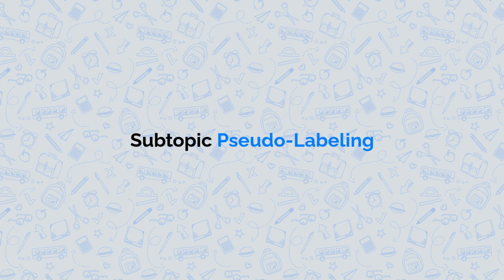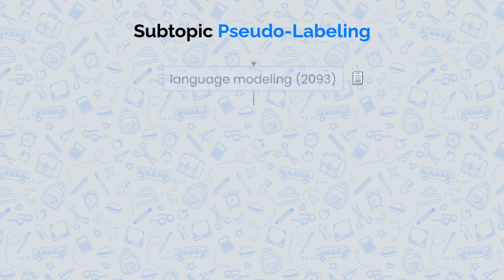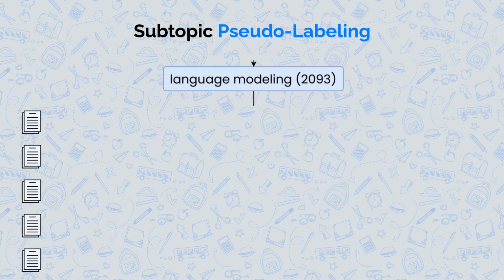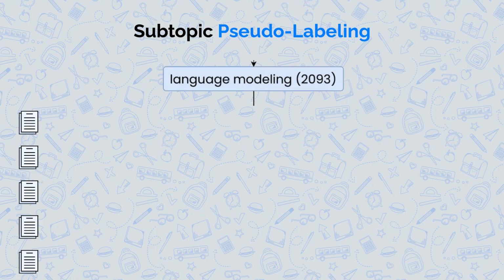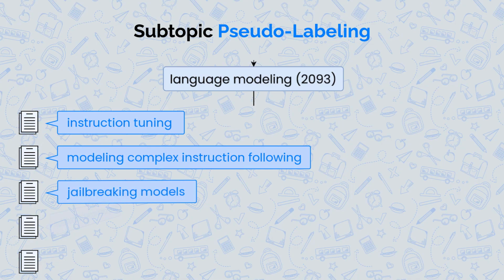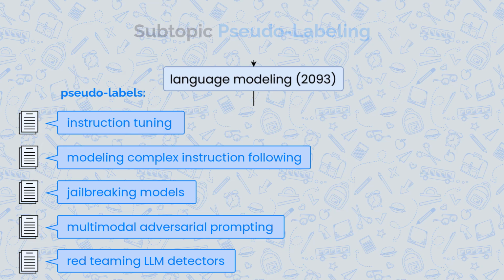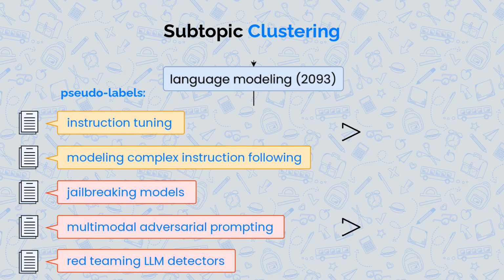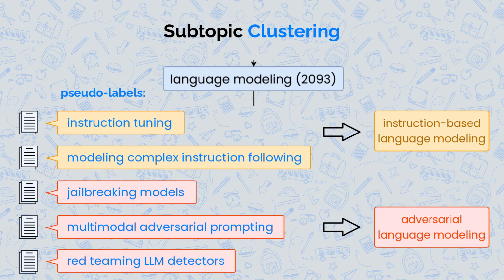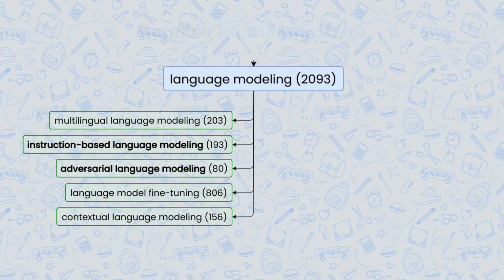First, subtopic pseudolabeling. Given the paper's title and abstract, along with its parent's path, we return a brief dimension-aware tag naming its direct subtopic underneath the parent node. This is the pseudolabel. Then we utilize these pseudolabels for subtopic clustering. We group these pseudolabels into clear, non-overlapping topics, each of these topics becoming a new child node.